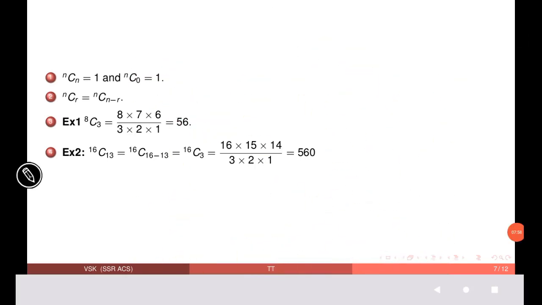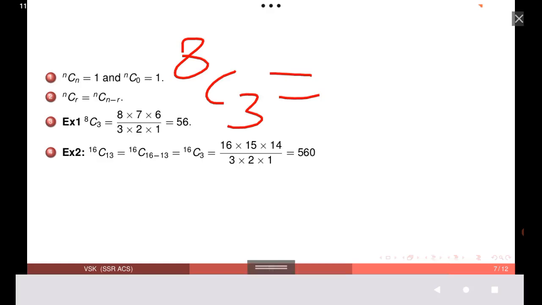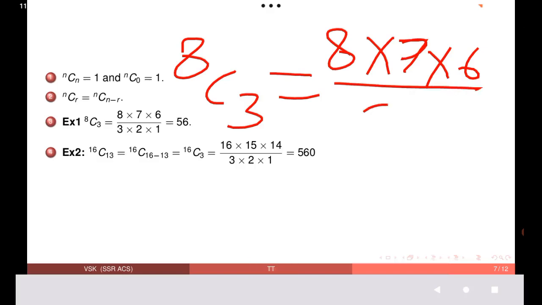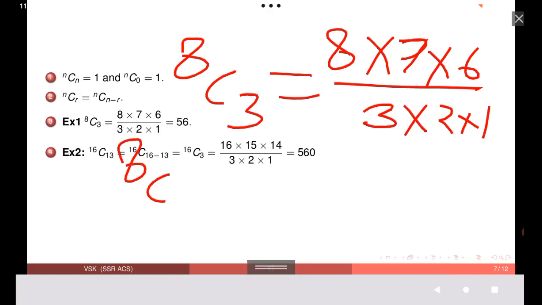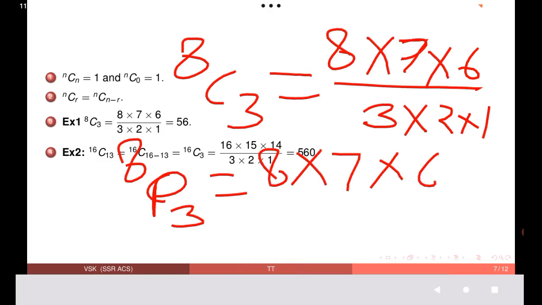Here also just see, 8C3 we have to calculate. So here you have to write 3 factors: 8, then 7, then 6, and divide by factorial 3, so 3 into 2 into 1. Note that in case of permutation 8P3, we write 8 into 7 into 6, and in case of combination, we have to divide by factorial 3 also.